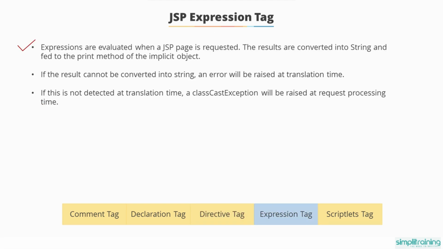The expressions are evaluated when a JSP page is requested. The results are converted into a string and fed to the print method of the implicit object. If the result cannot be converted into a string, an error will be raised at translation time. If this is not detected at translation time, a class cast exception will be raised at request processing time.